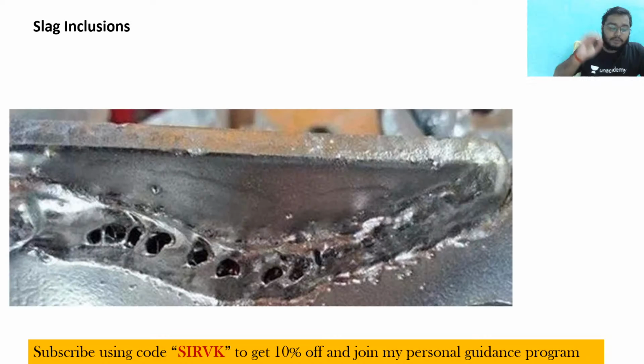Next, what is the next thing? The next defect is slag inclusion. Now see this welding technique. This is a plate. In this plate we are having the welding, and see, this is the slag. This is the slag that is inside the weld. So these are the slags.